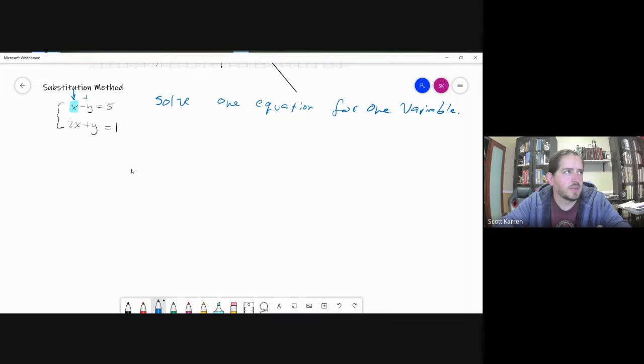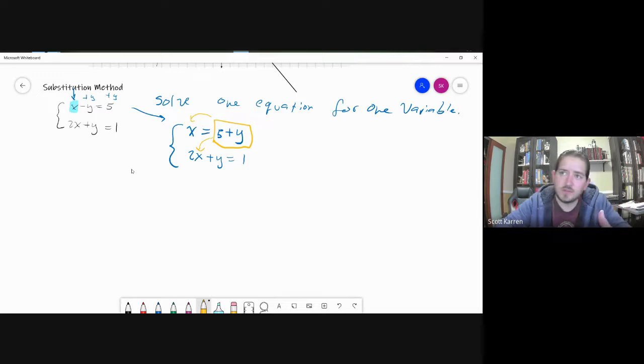All I'm going to have to do is add y to both sides, and that gives me x equals 5 plus y, or y plus 5. It doesn't matter. And furthermore, it gives me an equivalent system, 2x plus y equals 1, is the other equation still. But this expression, 5 plus y, is now equivalent to x. And so I can replace the x in the other equation with it. So I will. That's the second thing I do, is replace.